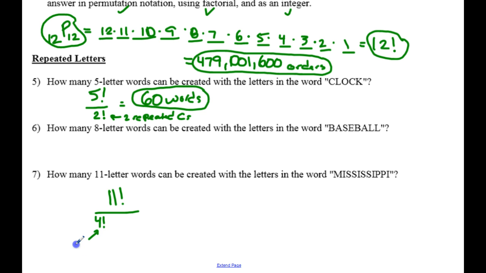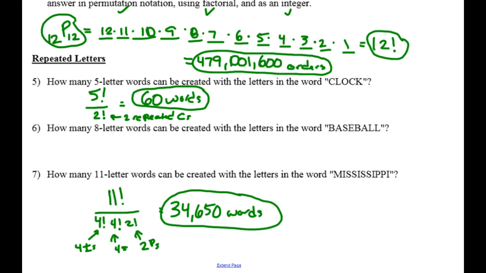I'll just label that. There's 4 I's. We have 4 factorial for the S's. And finally, we've got the P's, so I've got 2 factorial for the P's. So you can put that all into your calculator: 11 factorial in a fraction over 4 factorial times 4 factorial times 2 factorial. That all works out to be 34,650 words. Number 6 is for you to do on your own. Bring that one to class. Thanks for watching.